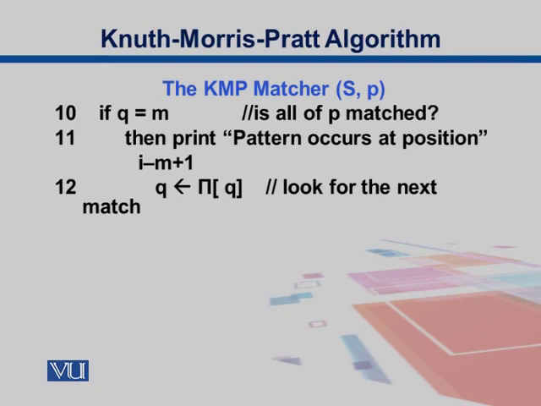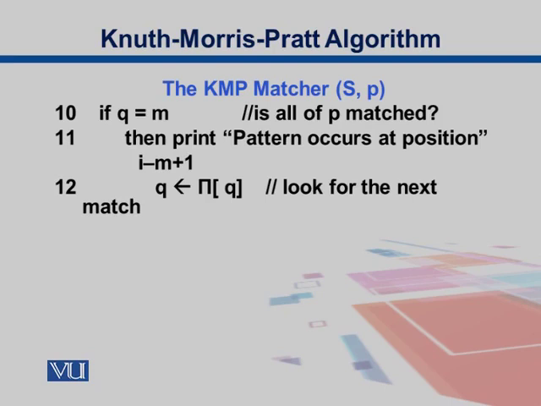If q reaches m, where we found that we have matched all the characters within the pattern, then we print the pattern's position. That can be calculated as i minus m plus 1, and in q we put pi of q. Then, as I said earlier, q gets reset, and we start moving the pattern again and start looking for the next match. You will understand once we run it.